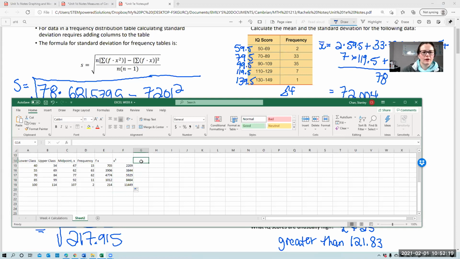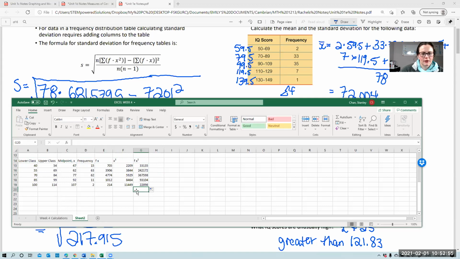And then for that formula, I need this value right here. So f times x squared. That'll be the next thing that I do. So my frequency times x squared is going to be equal to this column multiplied by x squared, which is going to be equal to this column. And then I'm going to repeat that for every single row.